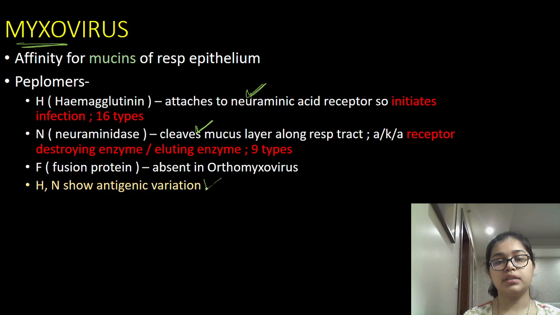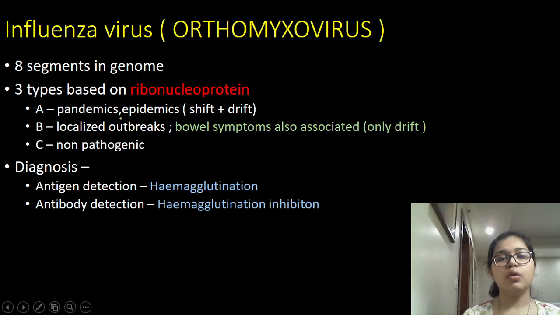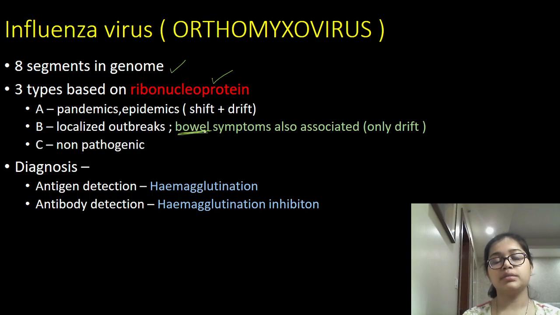Paramyxovirus, the various diseases it can cause, firstly, measles. The typical way in which measles progresses is fever appears on day 10 of infection, followed by Koplik spots. Koplik spots are small whitish blue spots on a reddish base opposite the lower second molar, which appear on day 12, followed by a maculopapular rash on day 14.